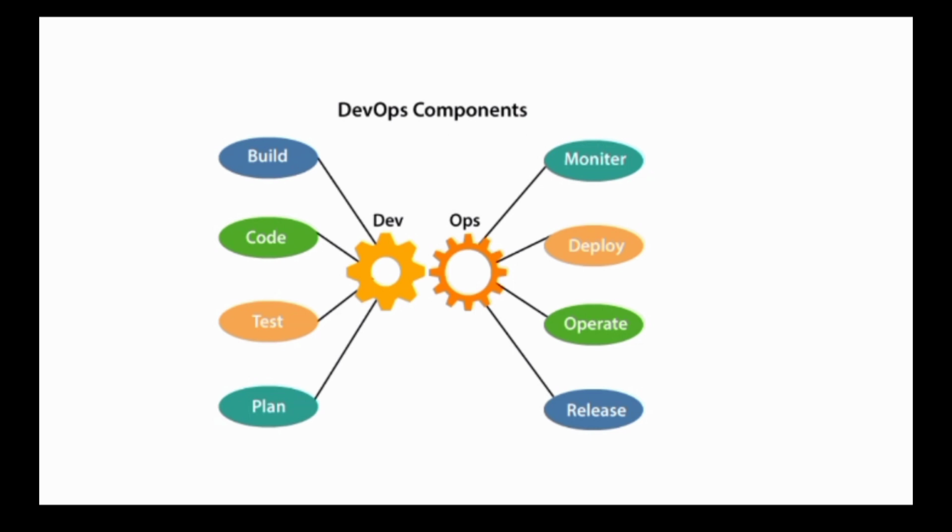See, we have DevOps components like Dev and Ops. For Dev we have different phases, and for Ops also we have different phases. In Dev we have build phase, code phase, test phase and plan phase. In Ops we have monitor phase, deploy phase, operate phase and release phase. Now let us see the phases one by one and understand each phase clearly.